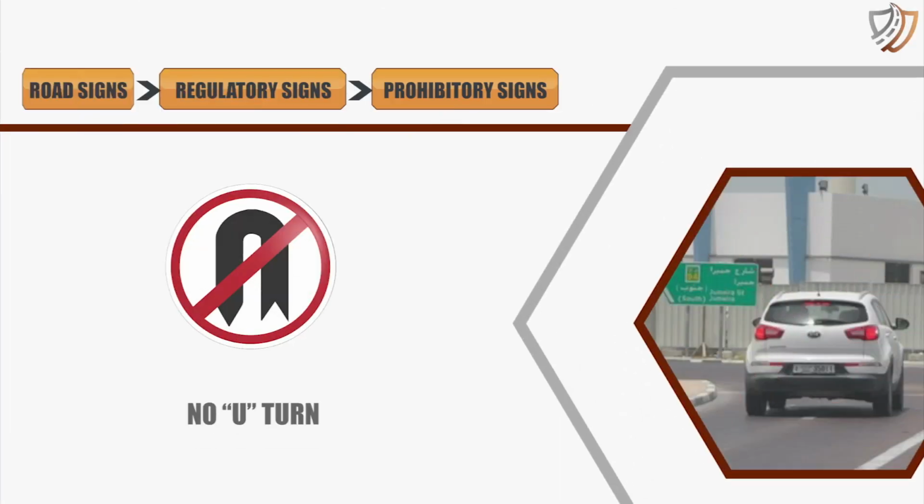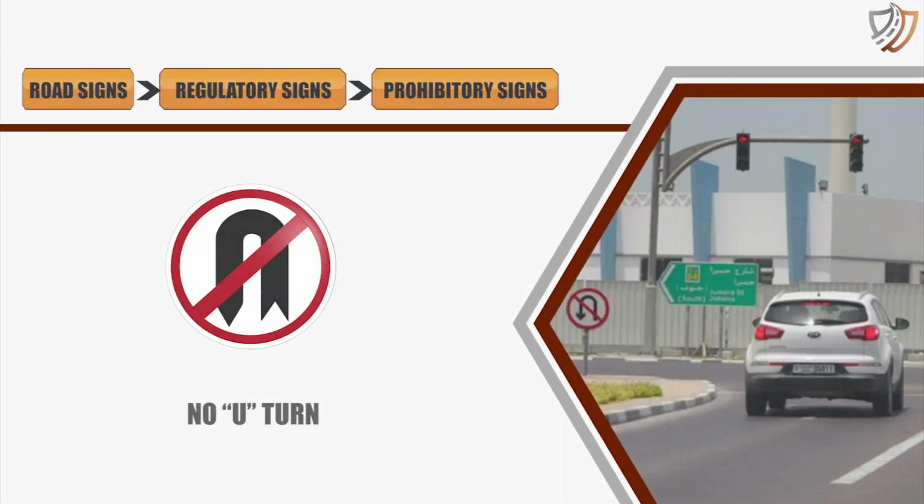No U-turn. This is a no U-turn sign. It can be commonly seen at traffic signals where making a U-turn is prohibited. It is also sighted at emergency crossovers that are reserved for the use of emergency vehicles.